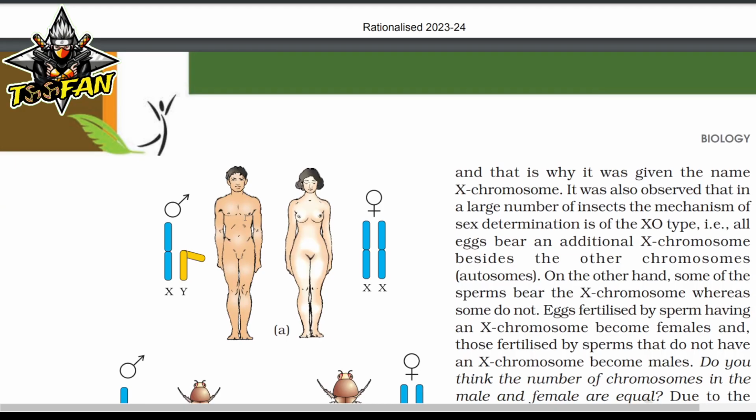It was also observed that in a large number of insects, the mechanism of sex determination is of the XO type, that is, all eggs bear an additional X chromosome besides the other chromosomes. On the other hand, some of the sperm bear X chromosomes, whereas some do not. Eggs fertilized by sperm that have X chromosomes become females, and eggs fertilized by sperm that do not have an X chromosome become males.